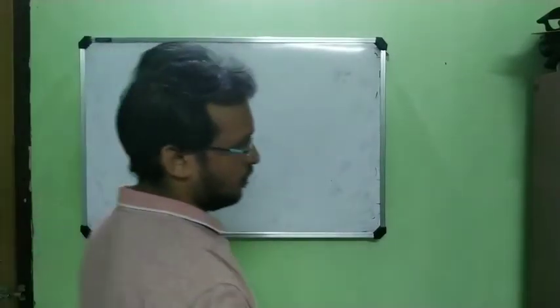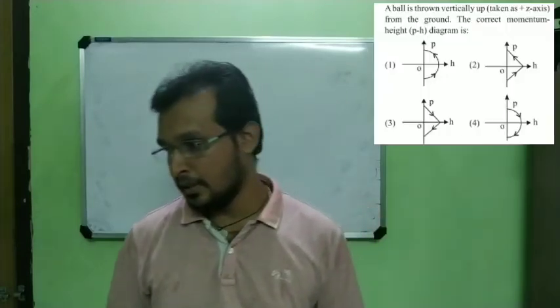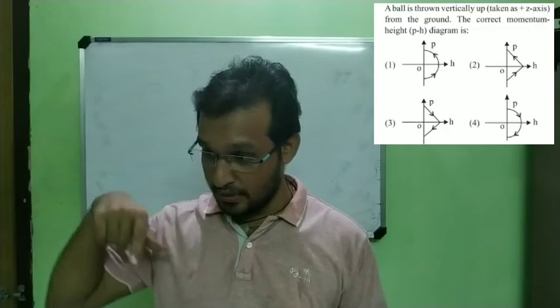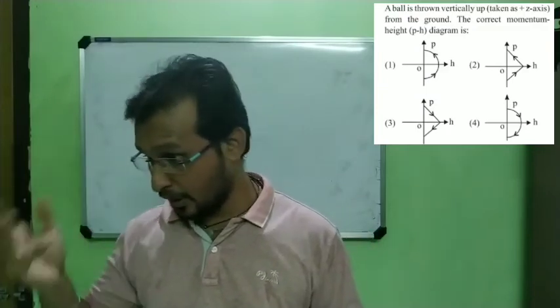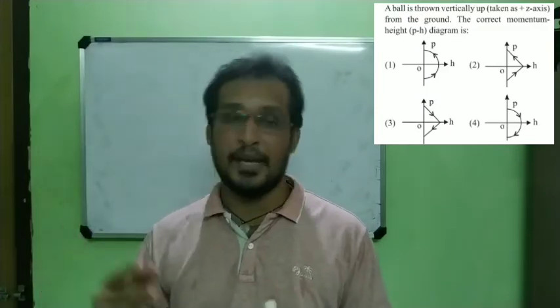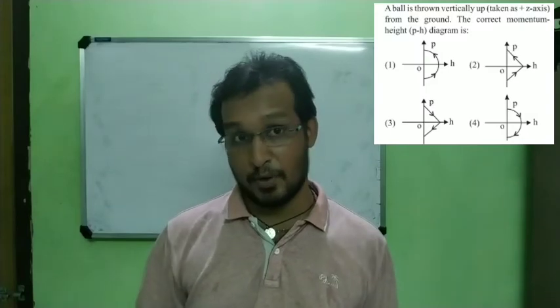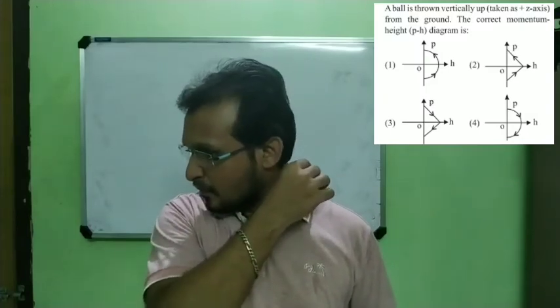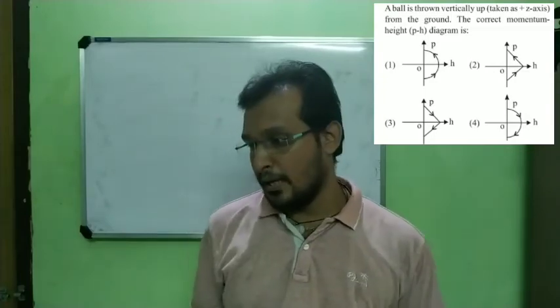So here is the last question of this part. A graph based question. A ball is thrown vertically up from the ground. Find the correct momentum height diagram. The P-H diagram is asking, momentum height diagram. That's a JEE question. Okay, listen.